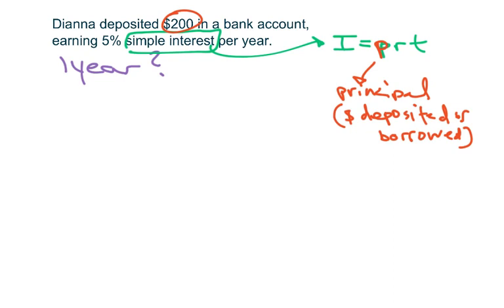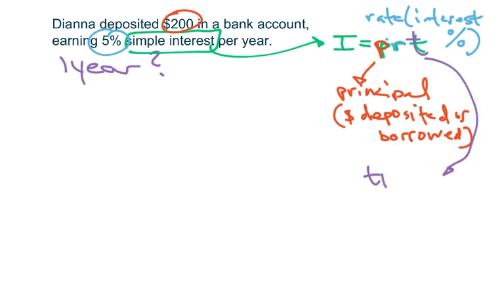In this case, we're clearly depositing, Diana. It says she deposited. Now the R is this 5%. R stands for rate, or what we call the interest rate. And the interest rate is always given to us in a percent. And then the last would be the T. Well, T stands for time. And time is always given in years, unless you're told otherwise. Always consider time in years.